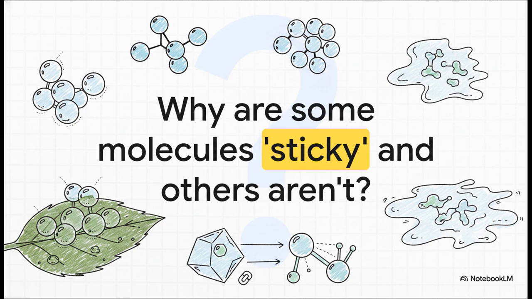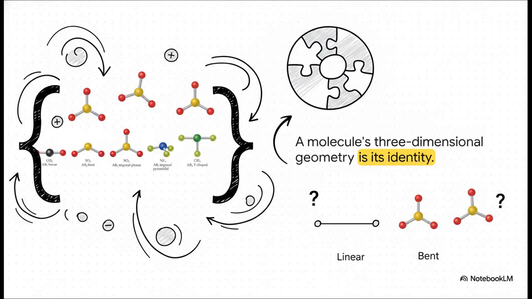You ever wonder why water beads up on a leaf, but oil just spreads out? Or why some things are gases and others are liquids? This stickiness, you could call it, all comes down to how molecules interact with each other, and those interactions are decided by one key thing. And that one thing is shape. A molecule's 3D geometry is basically its personality. It decides if it's polar or nonpolar, how it talks to its neighbors, even what it does in your body.